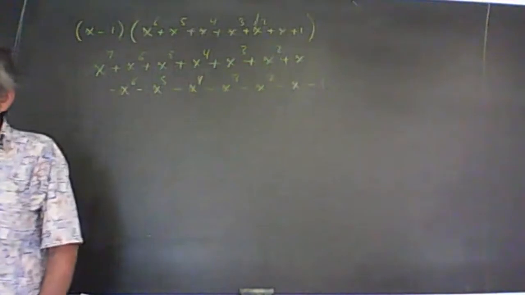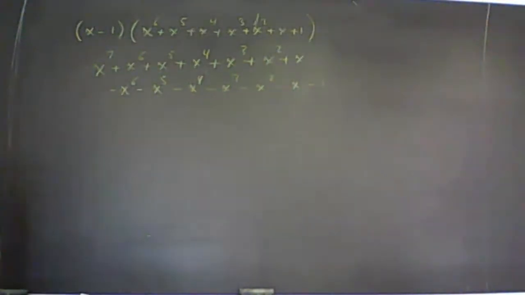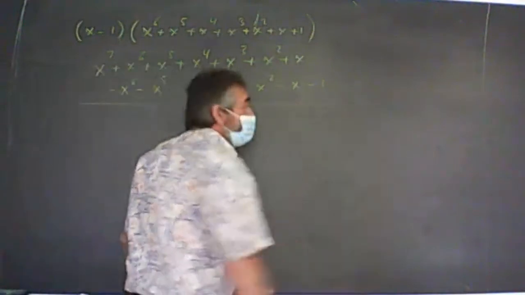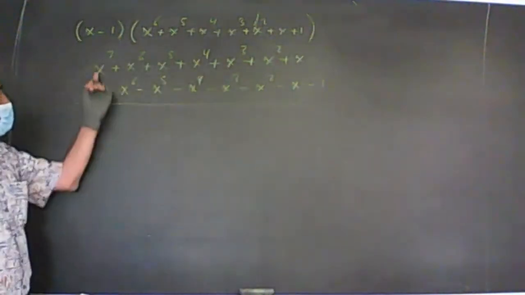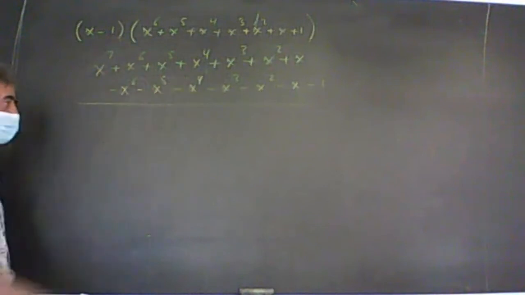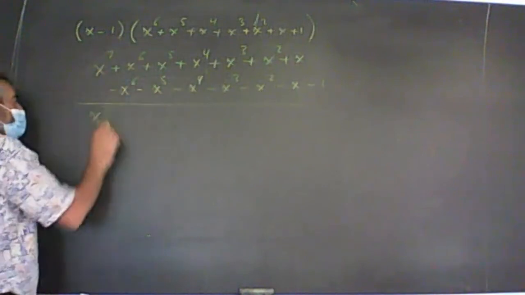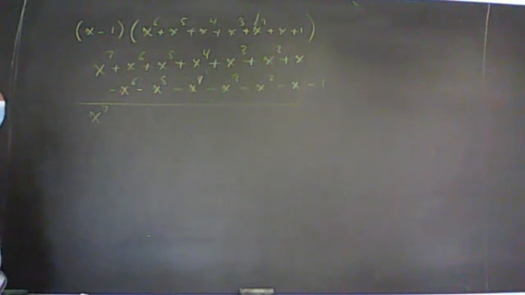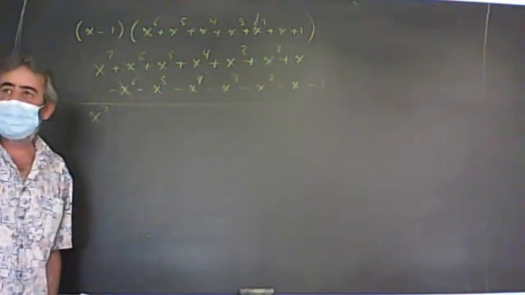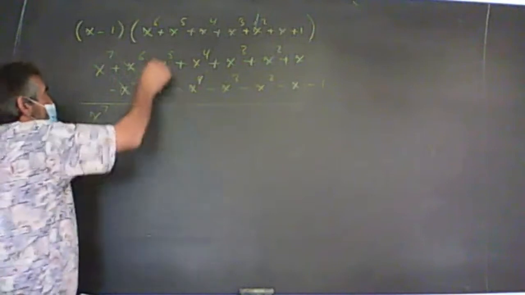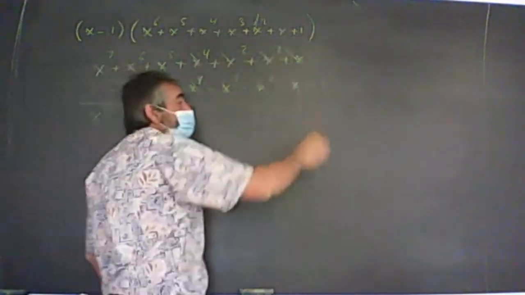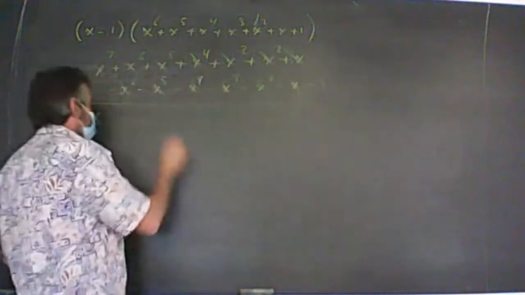Now, when I multiply these, what do I get? x to the 7, there is nothing to add with it, so that's x to the 7. And notice all of these, what happened to them? Plus or minus, they cancel, right? These two cancel, these two cancel, these two cancel, these two cancel, these two cancel, what's left?